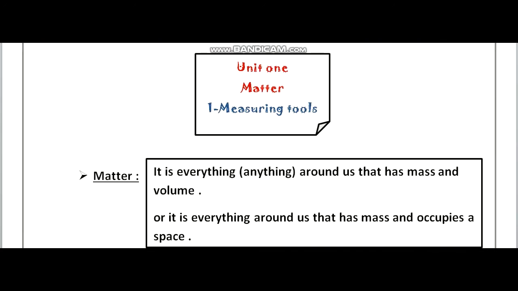Now, let's talk about everything around us. Everything around us that you can feel, smell, hear, and see is called matter. Matter is everything or anything around us that has mass and volume. So, the pen is matter, the book is matter, the door is matter, even you are matter.